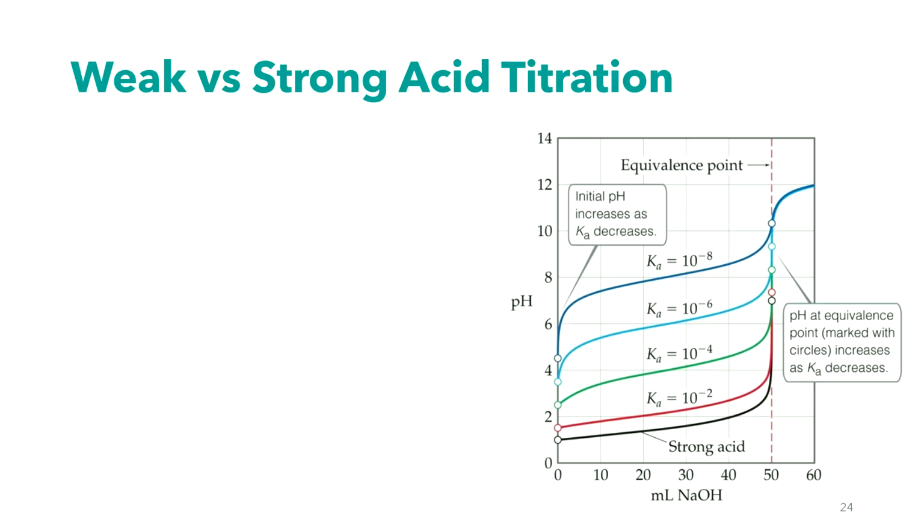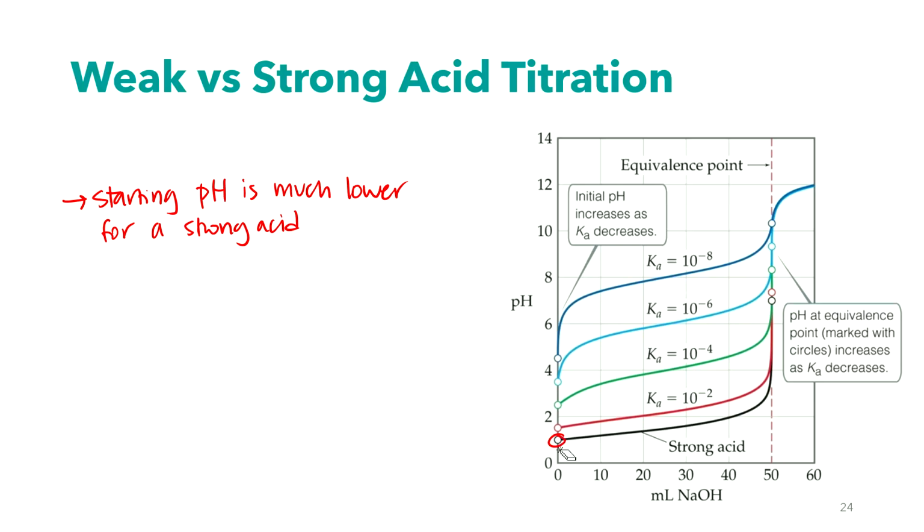So how would you know that it was weak versus a strong acid in our original Erlenmeyer? So there's a couple things you want to point out. One, sort of obviously the starting pH is much lower for a strong acid. Right? So here's our strong acid in the black trace down here. So it's got a really low pH. If we start with a weaker acid, our initial pH is going to be higher because it's just not dissociating as much. Okay.